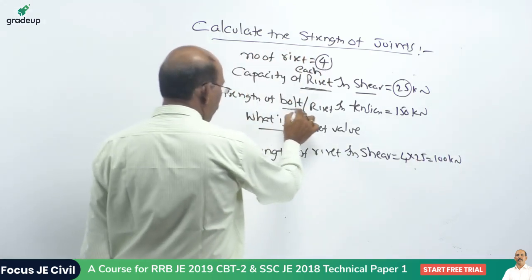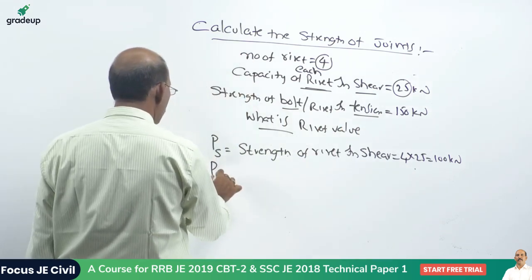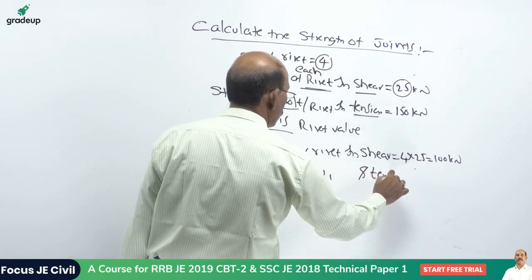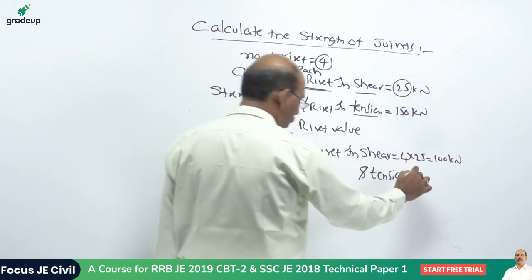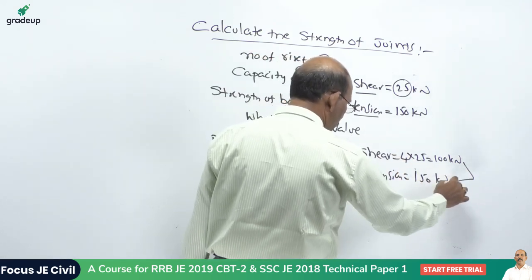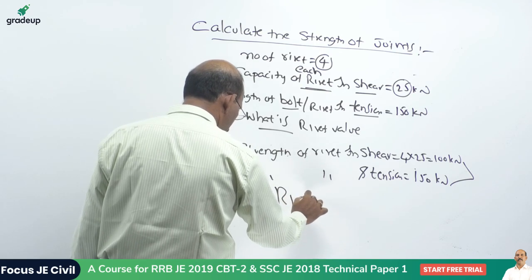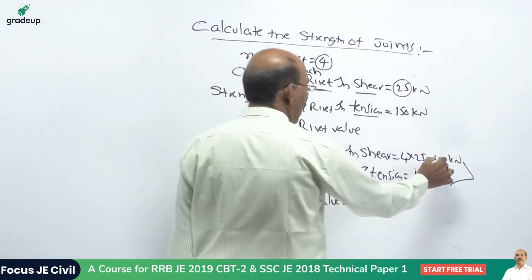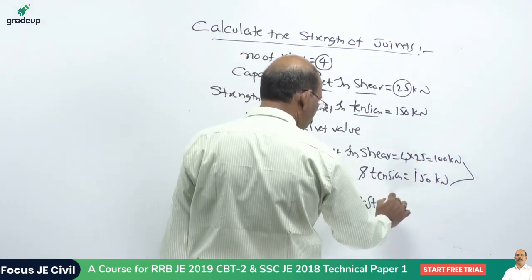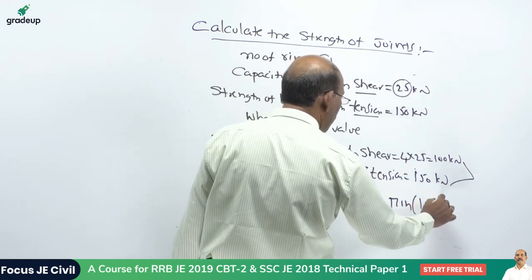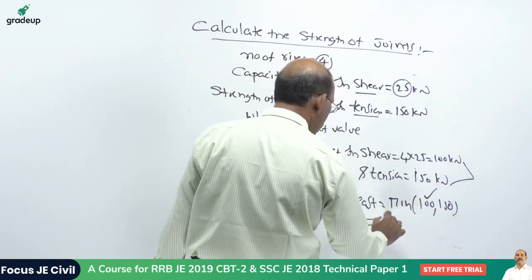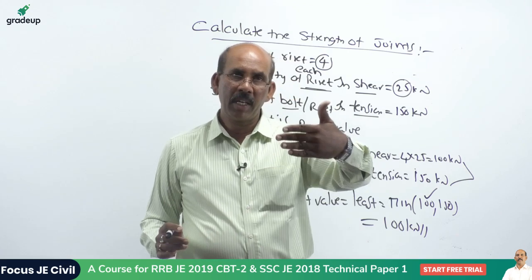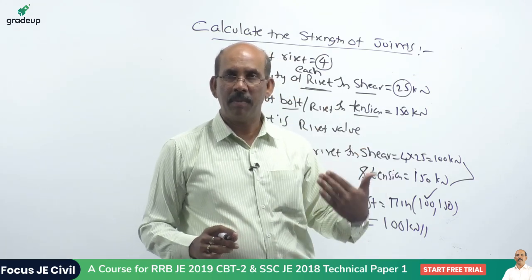Coming to the strength of the bolt in tension, PT, it is given as 150. So the rivet value is the least of these, that is 100 and 150. The least value is the minimum of 100 comma 150. So 100 is minimum, therefore the answer is 100 kilonewton. This is the meaning of the rivet value in this particular one.